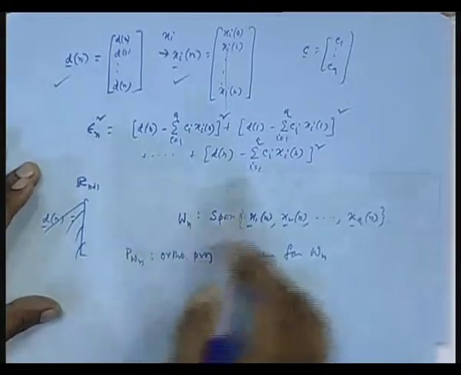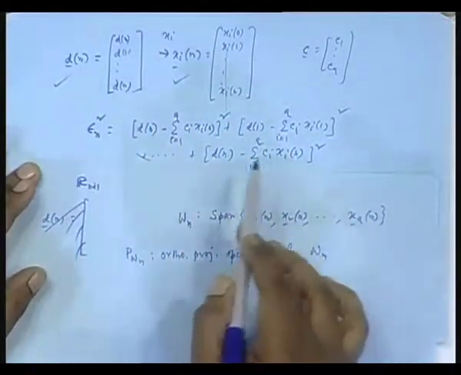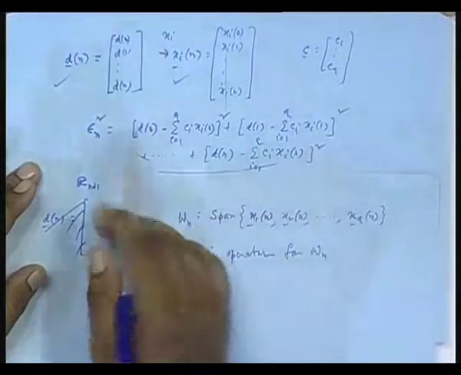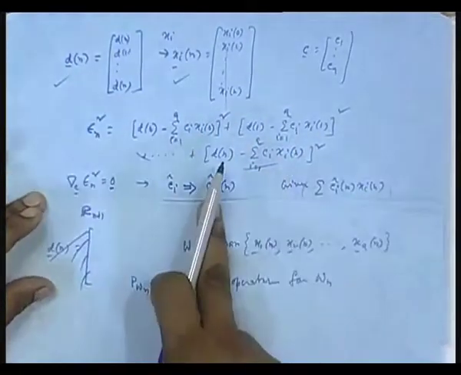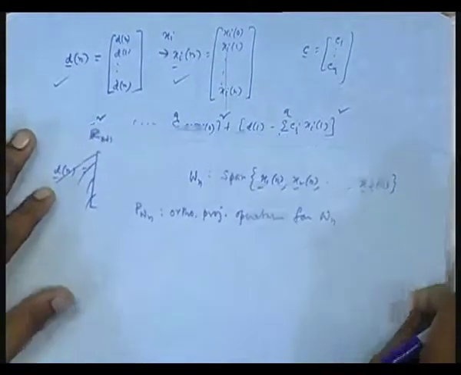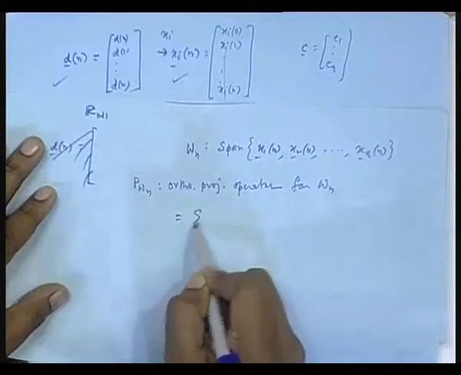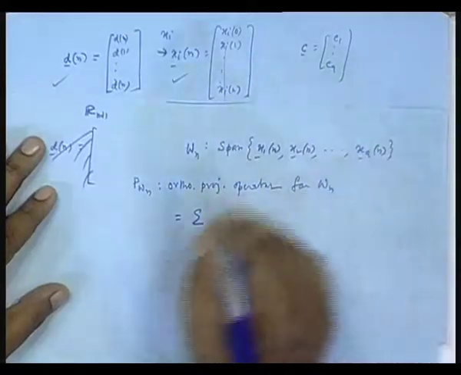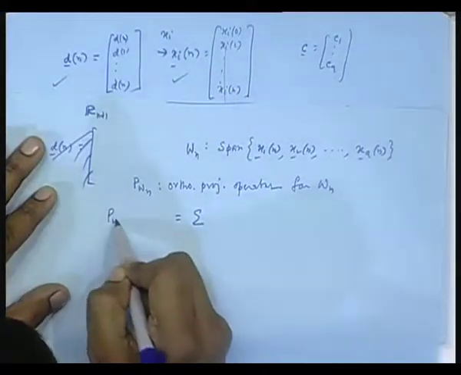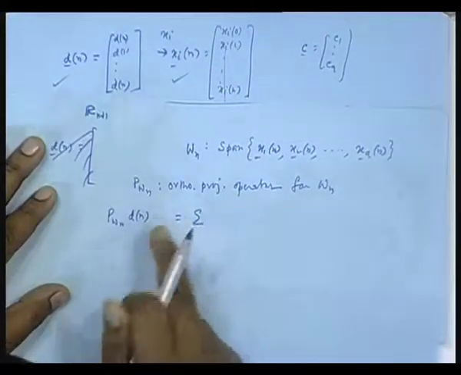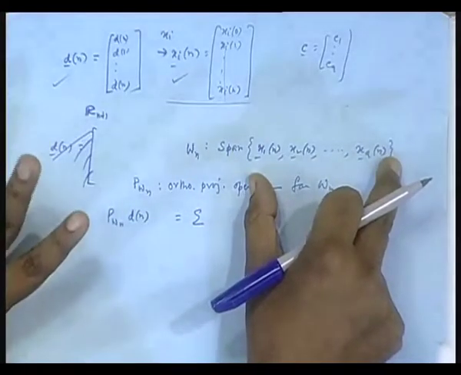Then my claim is that whatever we are doing here is nothing but what we did: we found this error, minimized it with respect to the coefficients, and got the optimal coefficients, which are functions of n. My claim is that it is nothing but computing this as a linear combination of these elements, that is, I am doing an orthogonal projection of D n on the space spanned by these. I will have it verified.